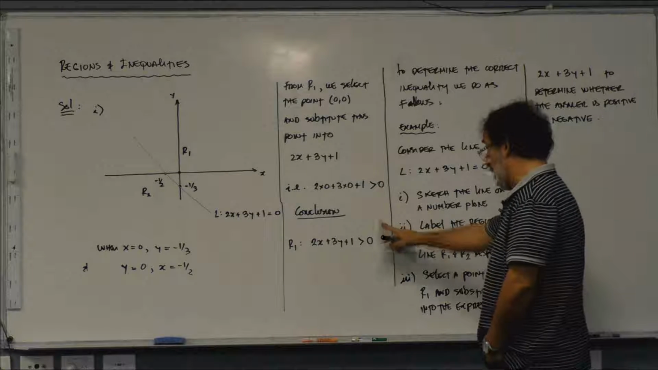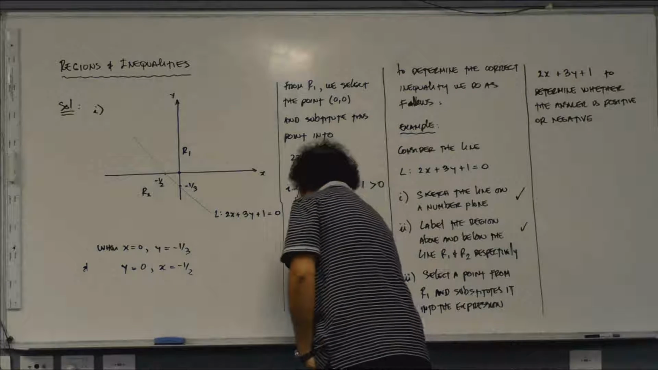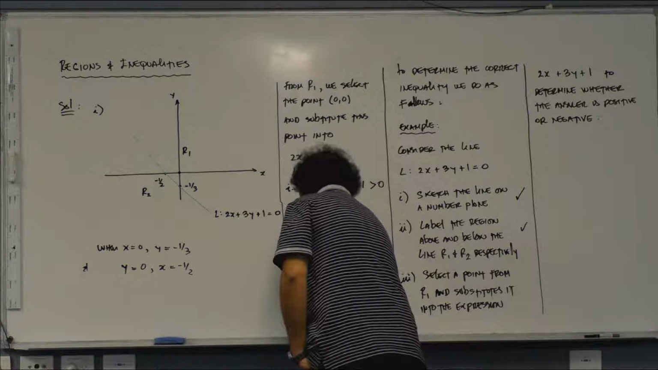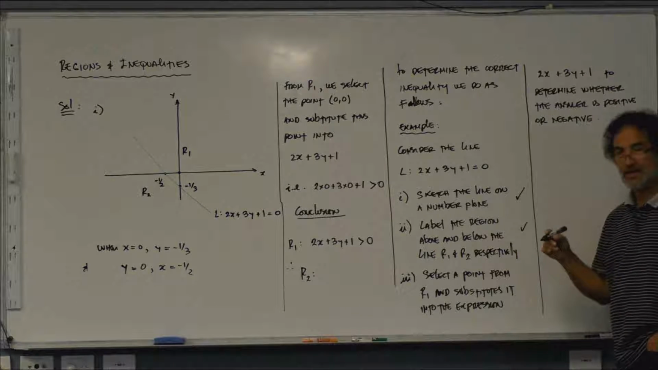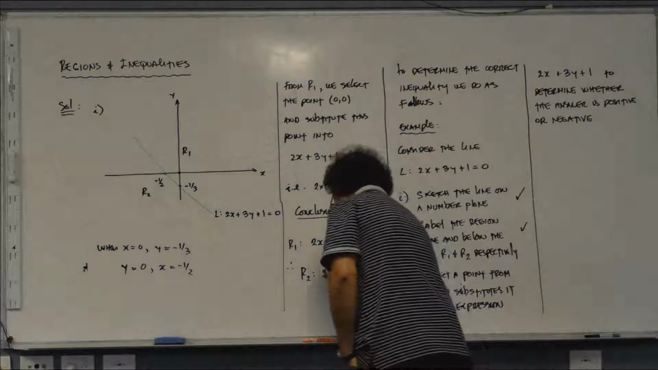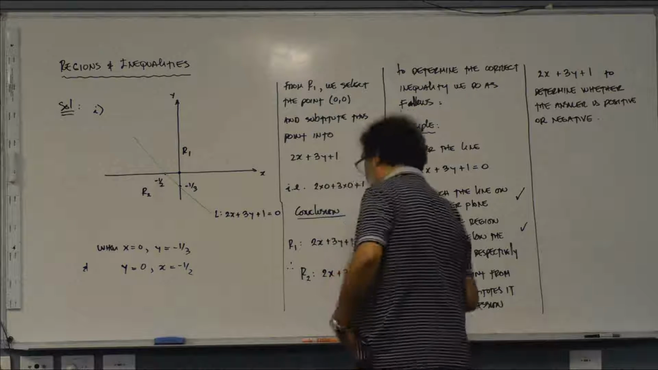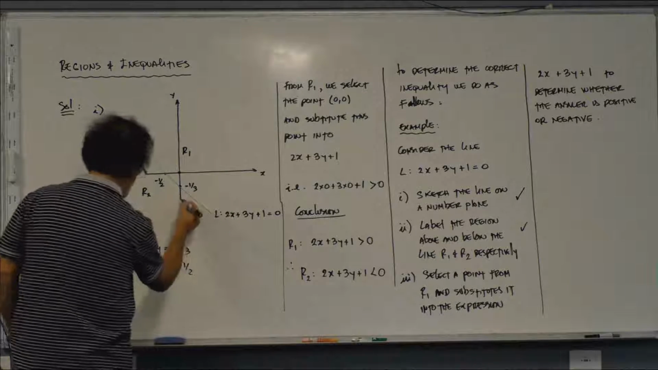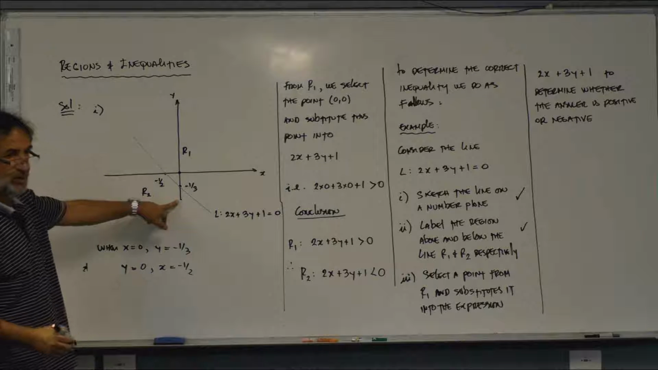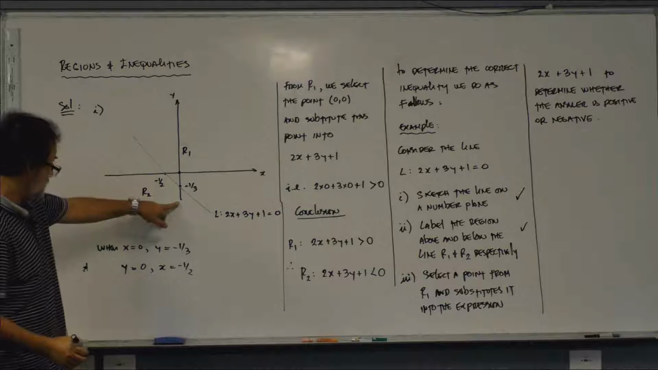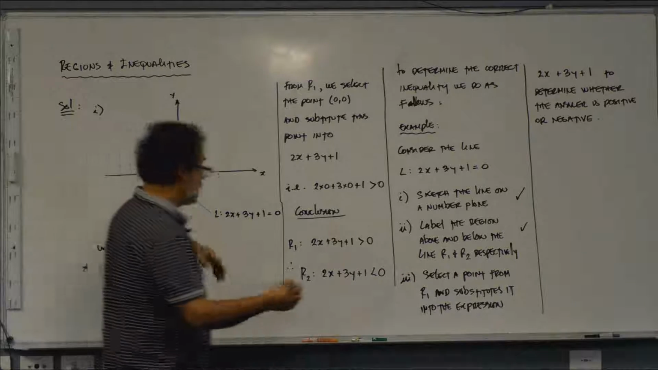It should work. Okay, and then we're going to say, therefore R2 will satisfy this inequality, the other one: 2x plus 3y plus 1 is less than 0. So that means that if you pick a point here, for example negative 2, and substitute that point, you're going to see that the answer is less than 0. So you can test that.